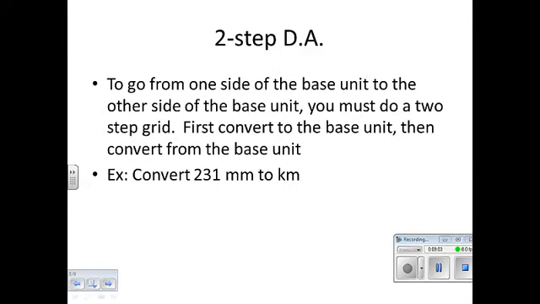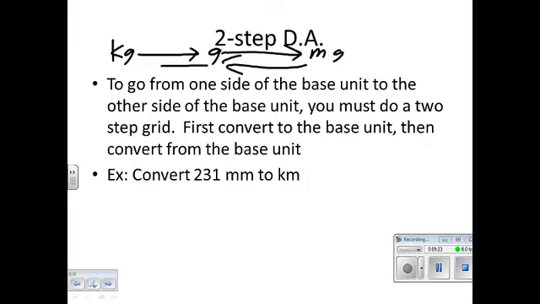The 2-step dimensional analysis, you're just going to do 2 1-steps, but you're going to combine them together. So the first thing you're going to do is convert to the base unit. If you're starting with kilograms and you've got to go to milligrams, your base unit is grams. So first you can convert to grams, then you can convert to milligrams. Or you can go backwards. If we're going from milligrams to kilograms, you just convert to your base unit first.